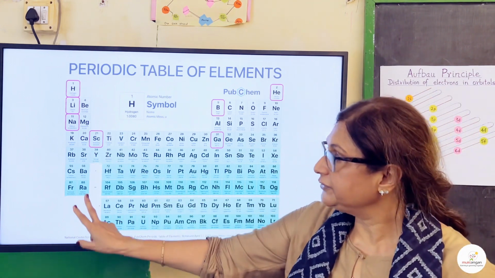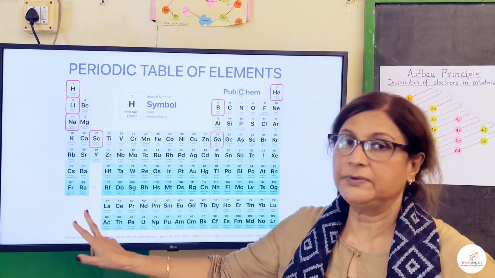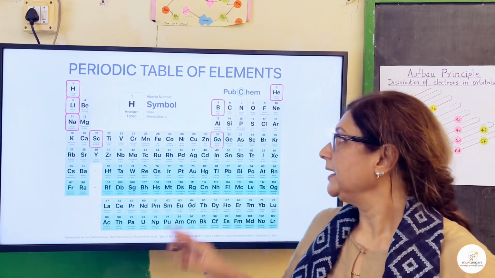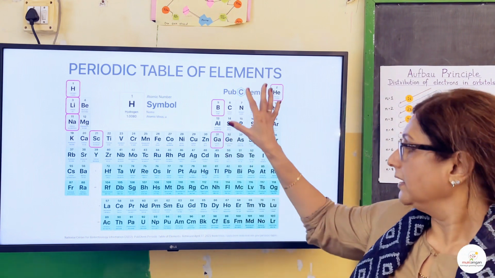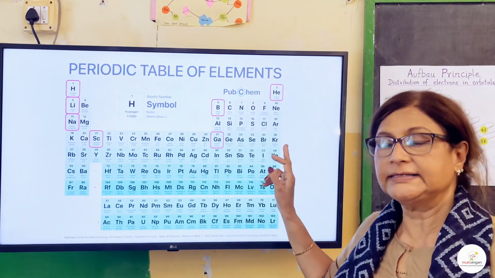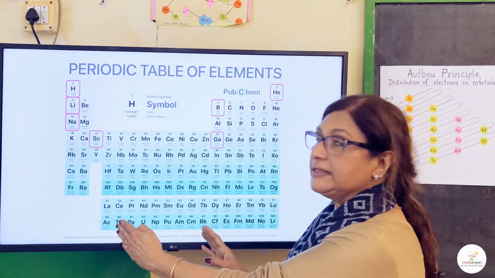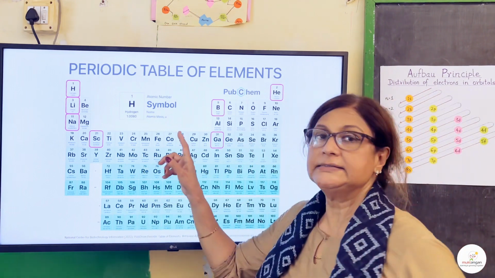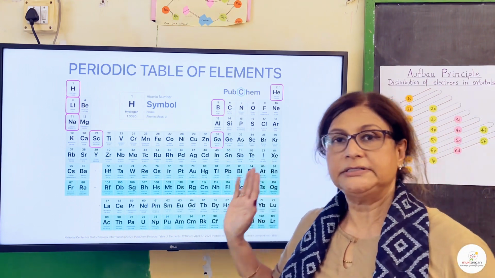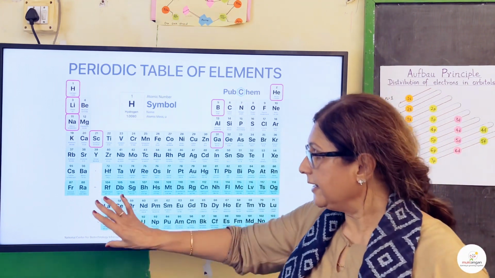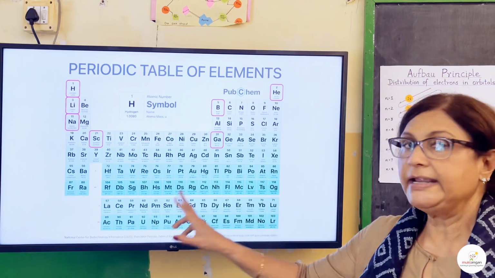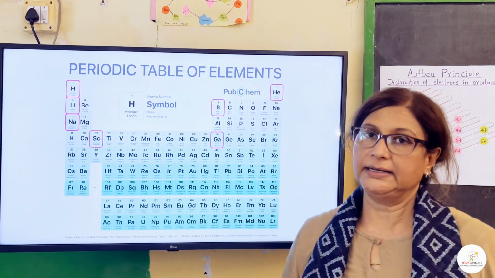The first 2 groups fall under the S block, which holds a maximum of 2 electrons. The last 6 groups come under the P block, which holds a maximum of 6 electrons. The middle portion, the transition elements, that is the D block, holds a maximum of 10 electrons. And the bottom 2 rows which you see, that is the F block, hold a maximum of 14 electrons.